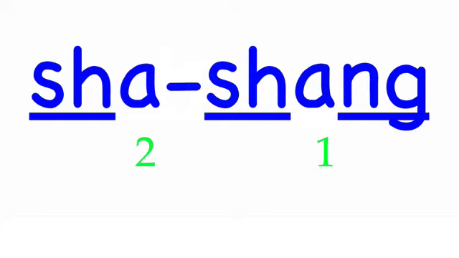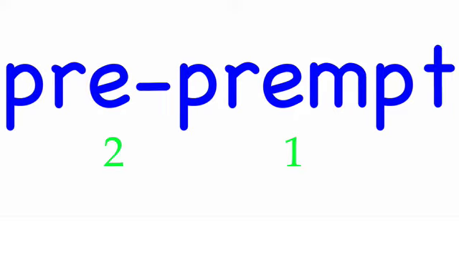Pre-prempt. Pre, 3 sounds: p, r, e. Prempt, 6 sounds: p, r, e, m, p, t. So in prempt, you have 6 sounds.